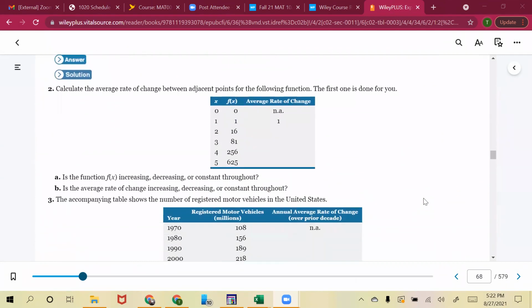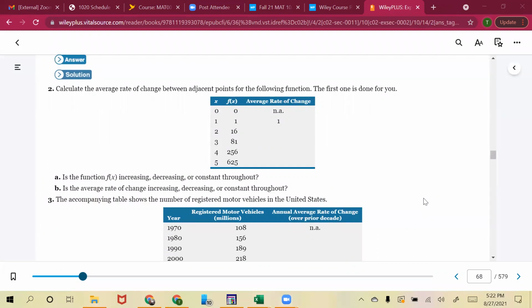So let's look at number 2 here. Number 2, calculate the average rate of change between adjacent points for the following function. The first one's done for you. So basically what they did is they just went through and, my pen's not going to work, I forgot, it's dead. Okay.